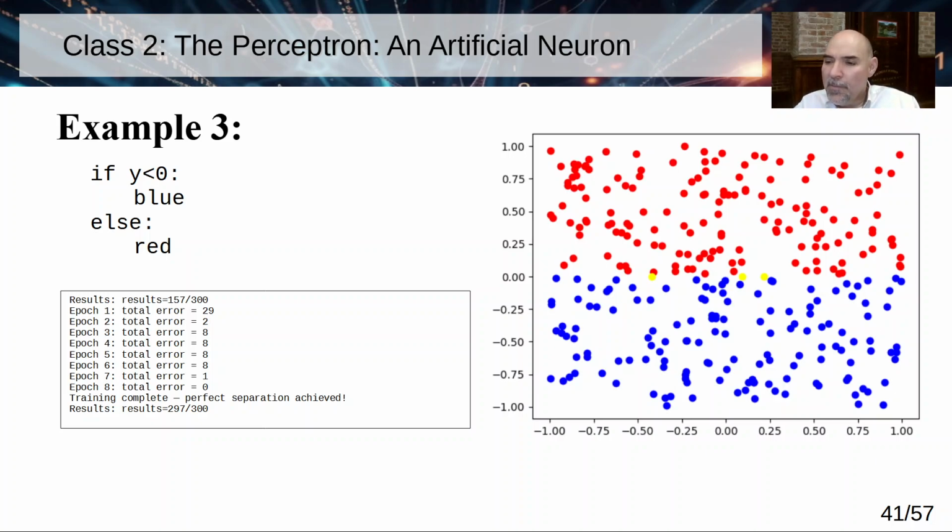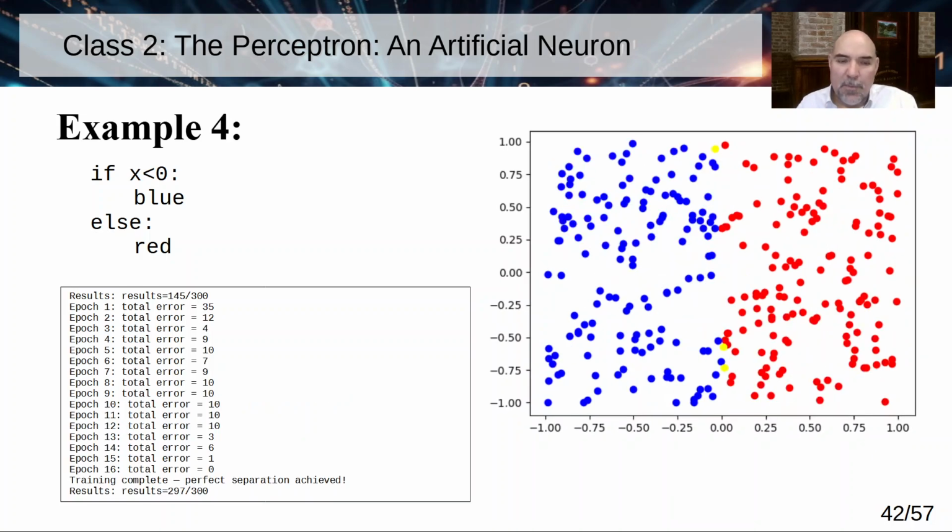It got 297 out of 300. In other words, 99% of them. Okay, example 4. X less than 0 is blue, else red. So looking over there on our chart, it converged after 16 epochs. And we got all of them but 3. So again, 99% of them are correct.